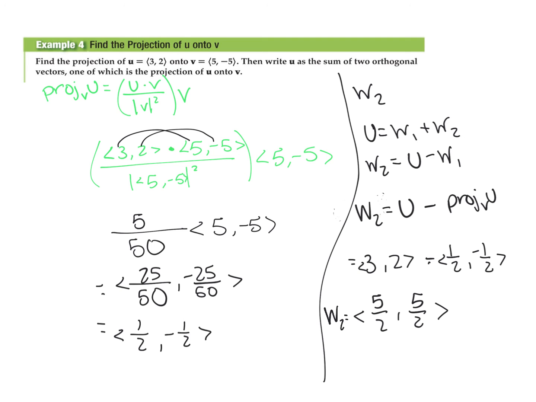Now, the last piece, it says we need to write it as the sum of the vectors. So we've got W2, and we need to write the projection of U onto V, which is W1, and W2. So we're going to write that as U equals (1/2, -1/2), because that's our W1, plus (5/2, 5/2), and that is it. So that is the sum of the two orthogonal vectors. This is W1, which is identical to the projection of U onto V, and then this is W2, which we found, and that is it. So make sure you go back and understand the pieces. You will have this on homework.